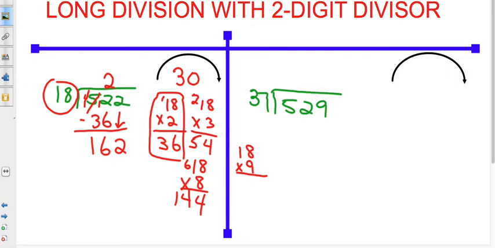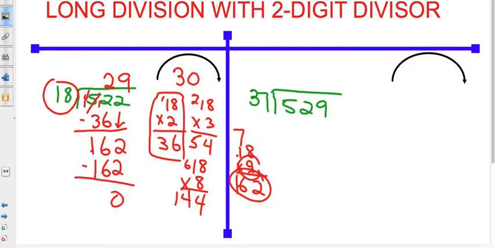As I always say, try it out, use your scrap paper, do the problems. 9 times 8 is 72. 9 times 1 is 9, plus 7 is 16. And look at that, I have an exact value, which I always like, meaning there won't be any remainder here. So I'm going to use the number 9 in my quotient. 18 times 9 is 162. I subtract, and I now have my answer of 29 with no remainder.